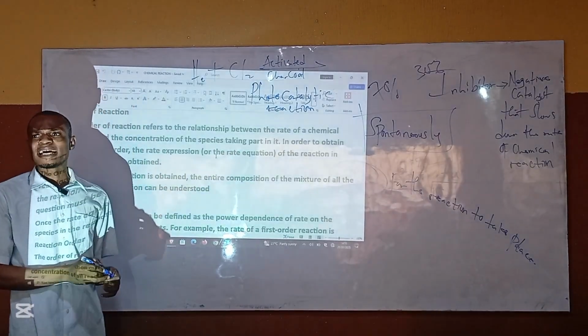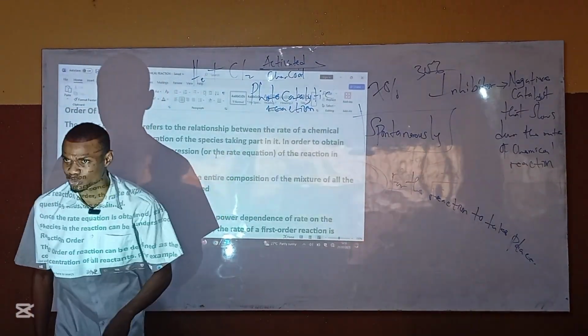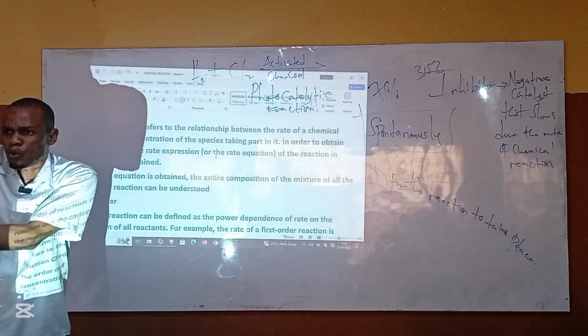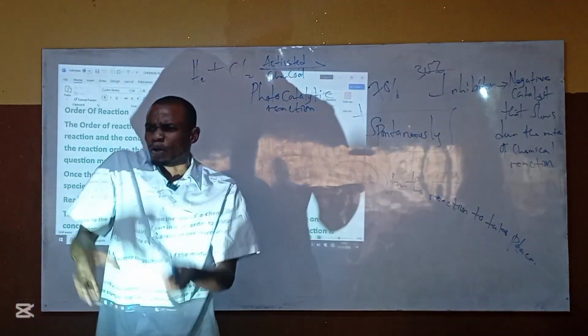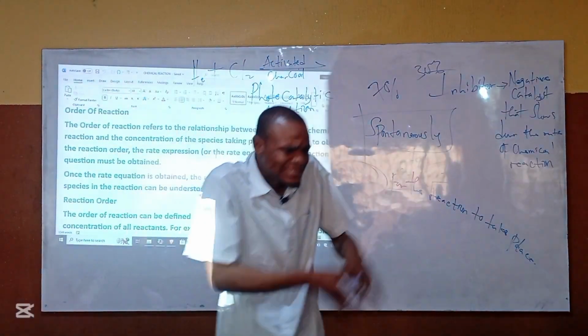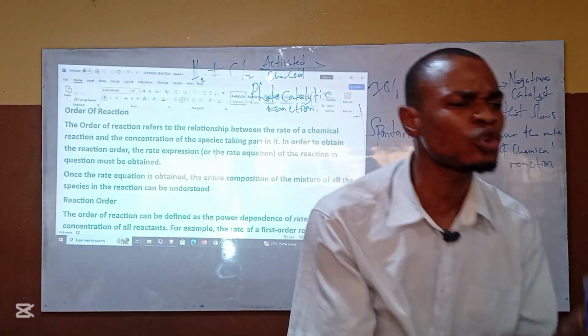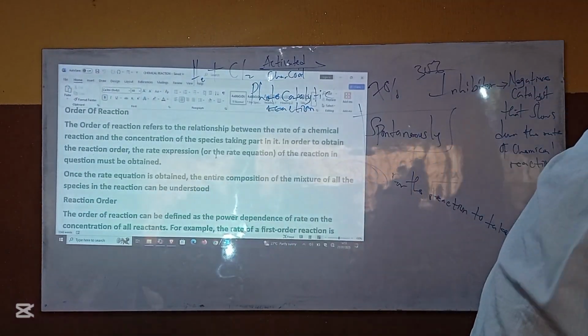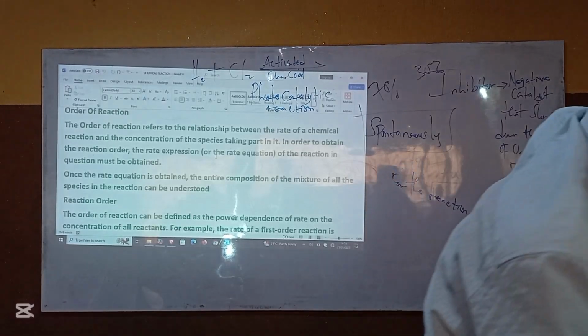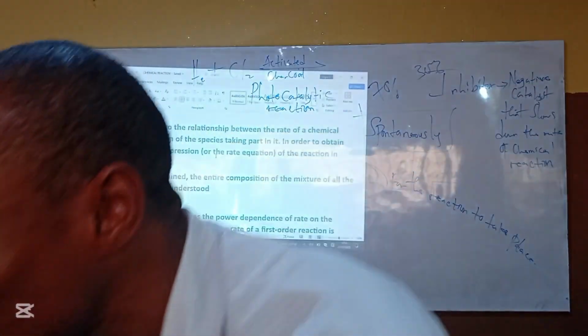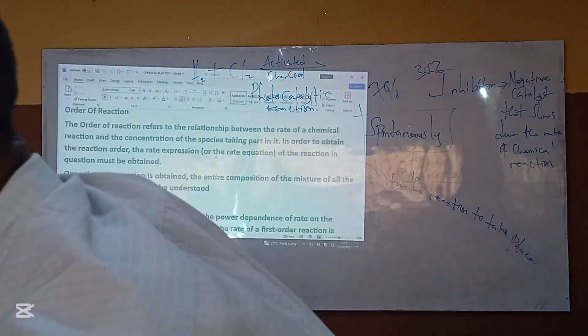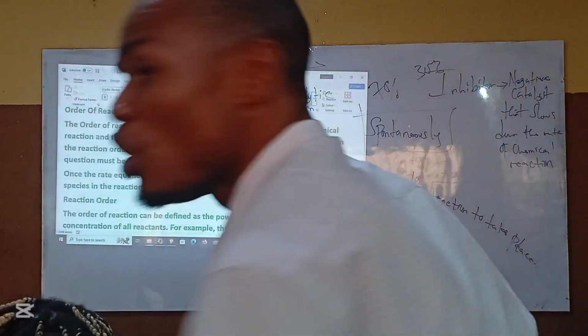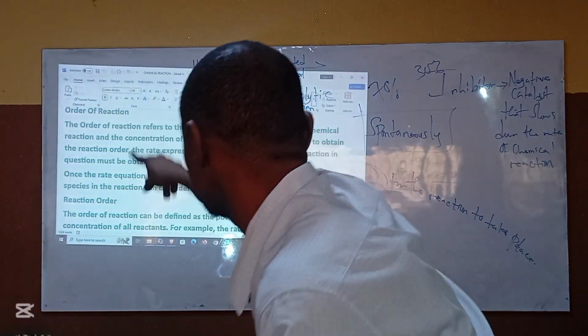What are species? The reacting particles taking part in it. Order of reaction is about the relationship between the concentration of the reacting particles and the rate of chemical reaction. Is the concentration of the reacting particles, either one or two reacting particles, affecting the rate of chemical reaction? That's all order of reaction is about.